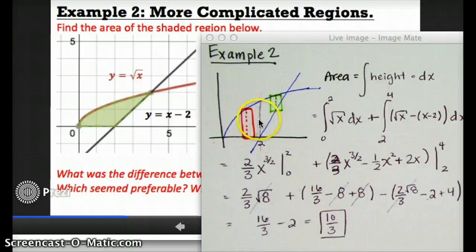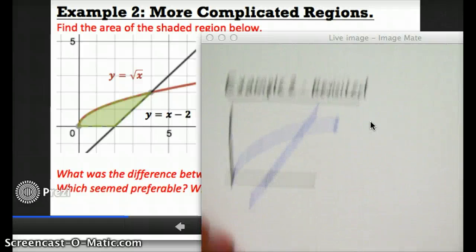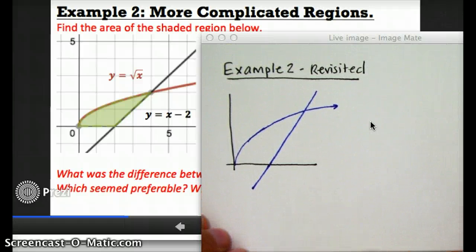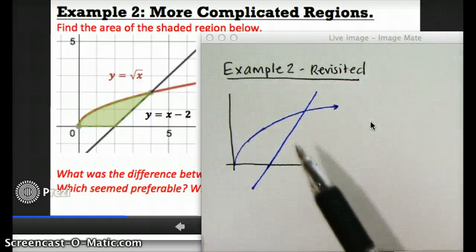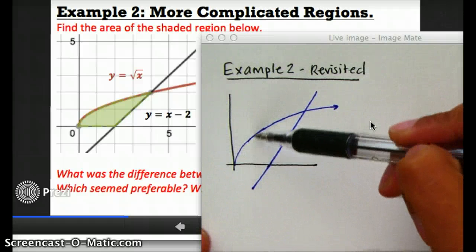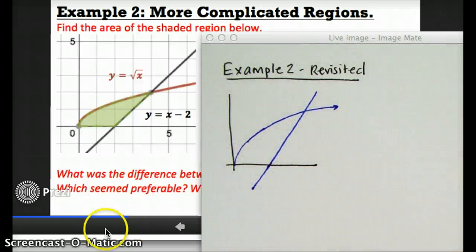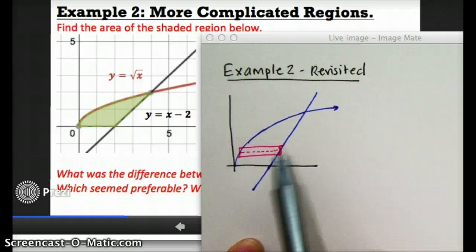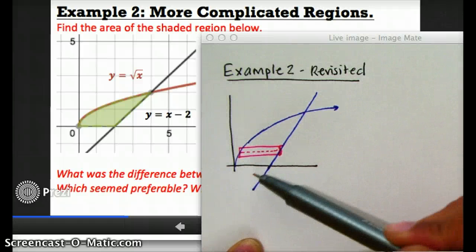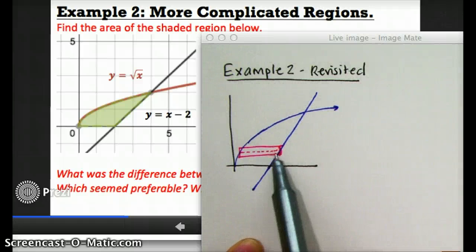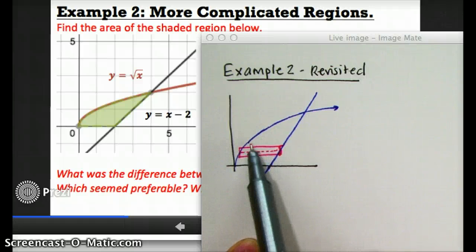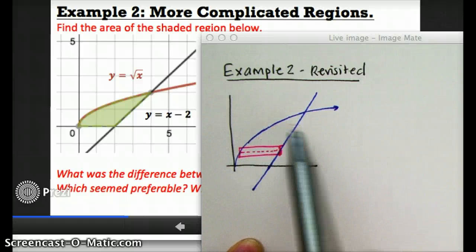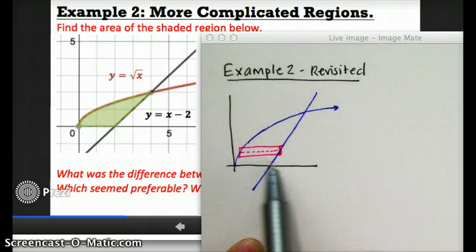And the trick has to do with how you draw your rectangles. So let's start afresh here. Draw another example, or another sketch of the same graph. And this time, instead of drawing our rectangles so they're vertically oriented, we're going to draw them horizontally, just like this. And we can imagine filling up this entire shape by stacking a bunch of horizontal rectangles on top of each other, just like this. And there'd be another one down here.